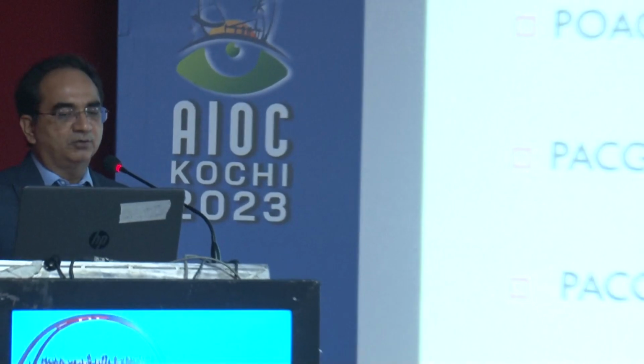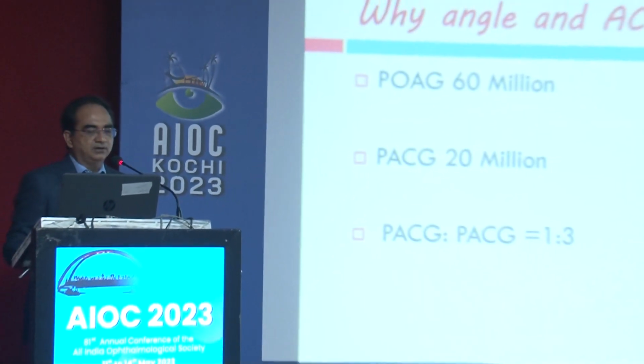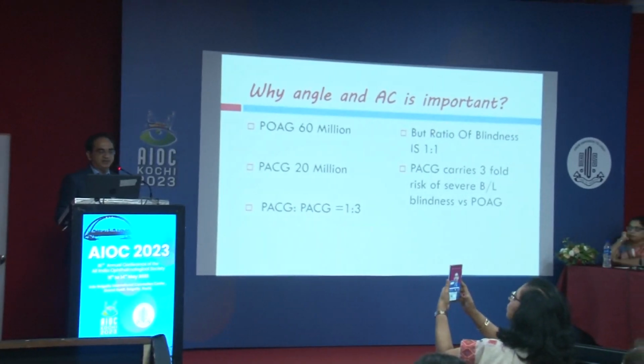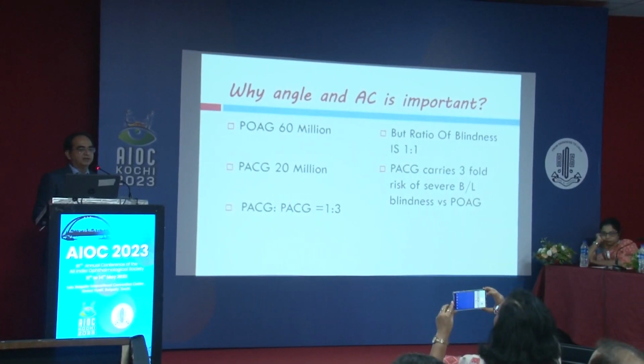My talk is on why the angle and anterior chamber is so important. Although the population of open angle glaucoma is much more than angle closure glaucoma, the ratio of blindness is 1:1. Primary angle closure glaucoma carries a threefold risk of severe blindness compared to open angle glaucoma.